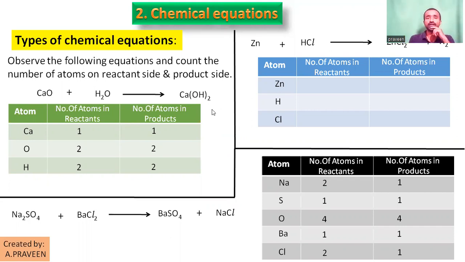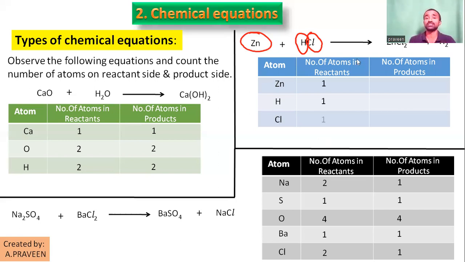Then write them and count. Zinc: here no subscript, no bracket, no coefficient, so only 1. Then what about hydrogen? No subscript, no coefficient, 1. Chlorine, no subscript, no coefficient, 1. So the counts are given here as 1, 1, and 1.